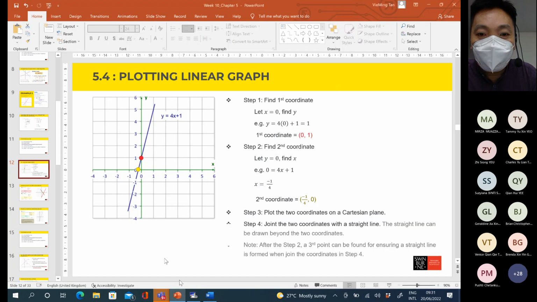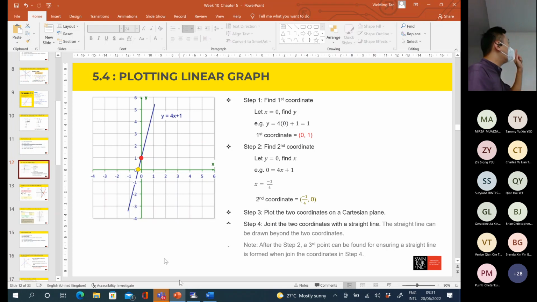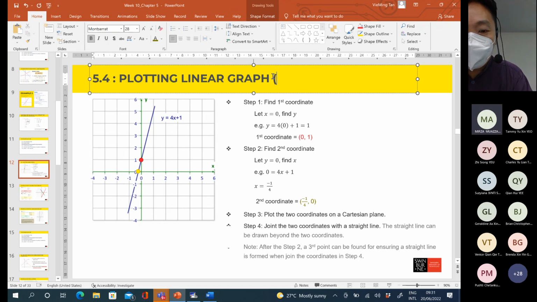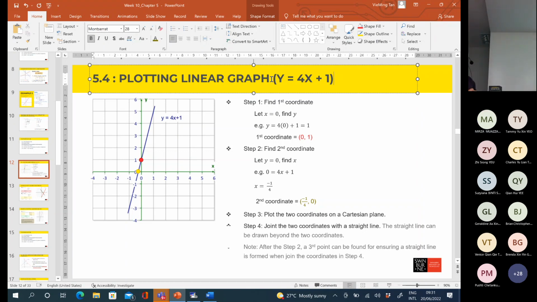Okay, we continue. Let's say now we want to draw a line. A linear equation, the name of this line is y equals 4x plus 1. So how are we going to draw? In order to draw this line on the Cartesian plane, we need to have 2 points. But how to identify the points?